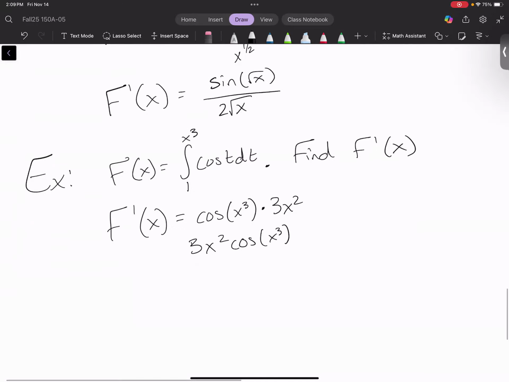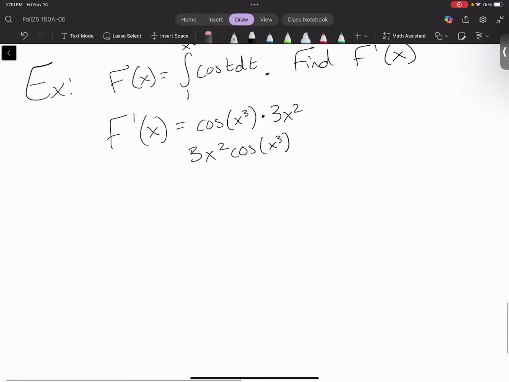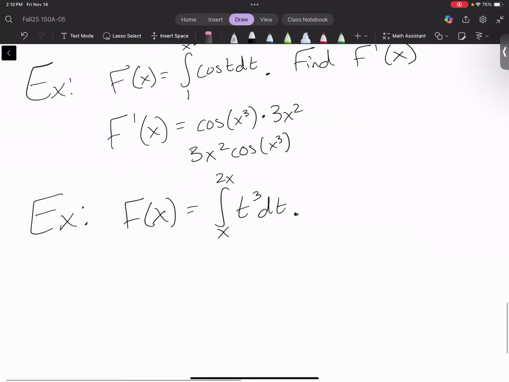Awesome. So now we've dealt with when it's just the variable on its own, and we've dealt with other weirder functions, where we have to do chain rule. But we haven't touched functions in both bounds. We've only had a function in the upper bound. What if we have a function in both the upper and lower bounds? So let's look at this guy, the integral from x to 2x of t cubed dt, and I want F prime of x.